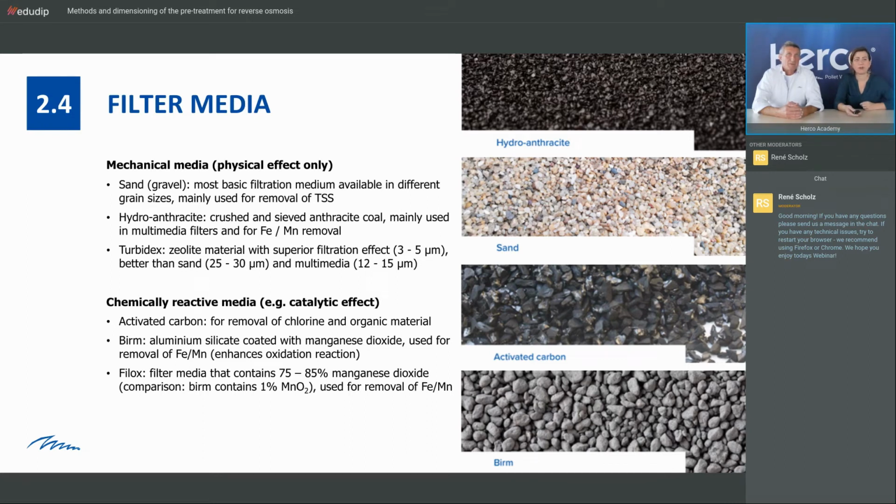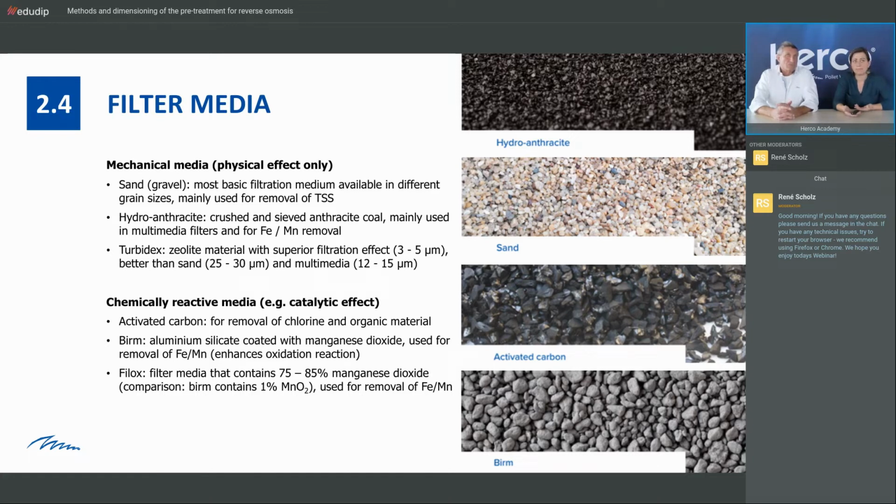So we have a lot of different media. Basically, you can divide the media into two types. One is the mechanical ones, so they have a physical effect. The other ones are the chemically reactive, so they have a catalytic or adsorbing or whatever further chemical effect.